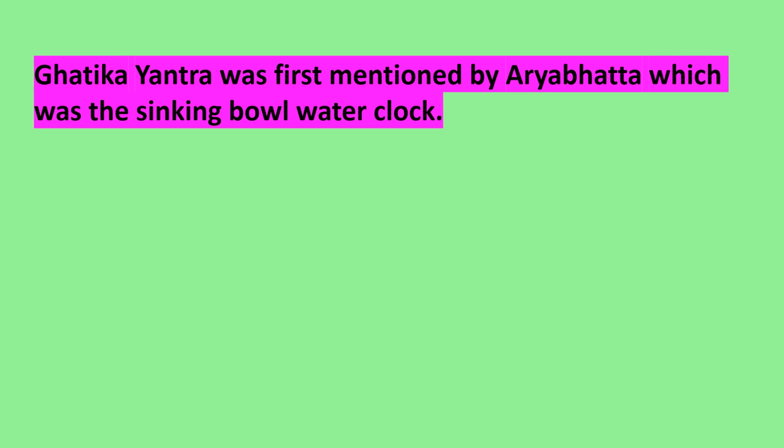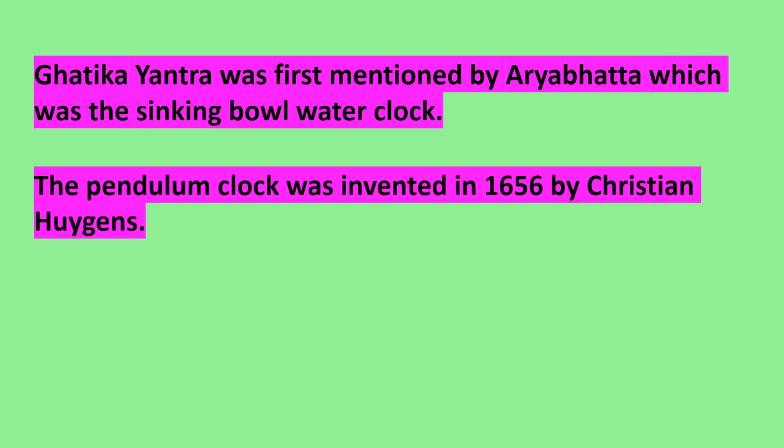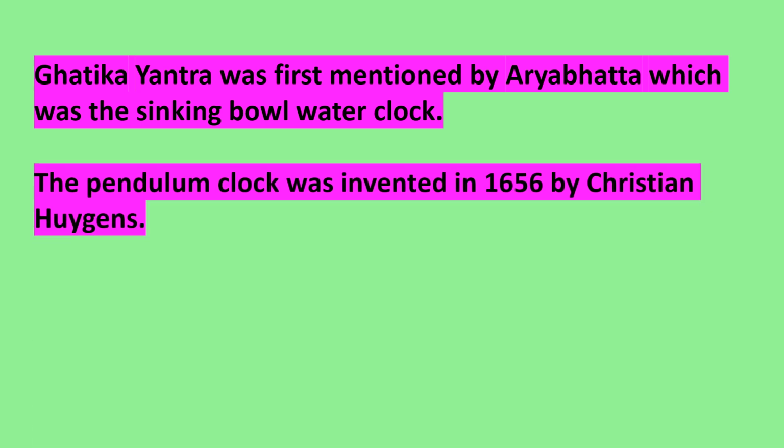Earlier, a water clock was used to measure small intervals of time, but when it did not give the accurate time, Ghatika Yantra was used. The pendulum clock was invented in 1656 by Christian Huygens. So there was a pendulum clock which was invented after, in 1656 by Christian Huygens.